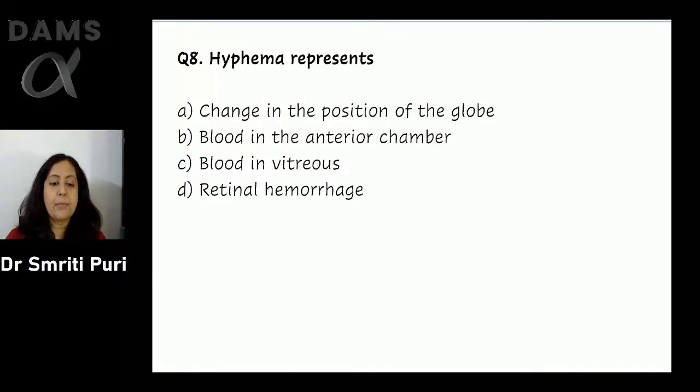Okay. Now coming to the next question, it says hyphema represents A, change in position of the globe, B, blood in anterior chamber, C, blood in vitreous, D, retinal hemorrhage. What is the correct answer here? A little difficult question, but please try to attempt.